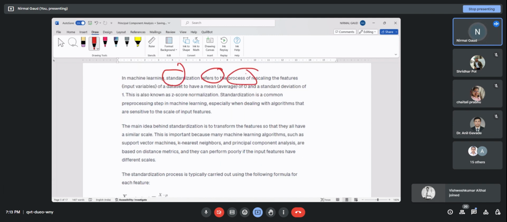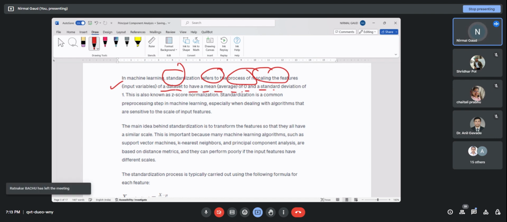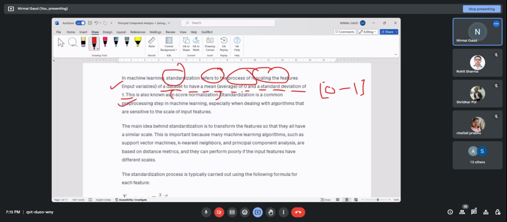Okay. So in machine learning, standardization refers to the process of rescaling the features, the input variables, of a data to have a mean average of 0 and a standard deviation of 1. As I am saying, between 0 to 1, we are trying to scale our data. This is also called Z score normalization. Sometimes we say standardization and normalization are synonyms of each other. It is a pre-processing technique in ML. We scale our features and then put these features into the model for training.